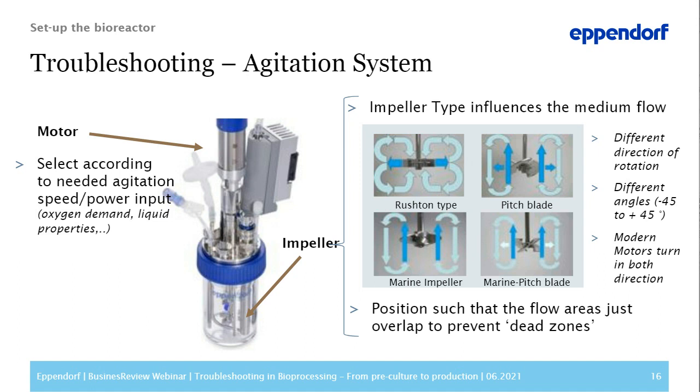The other aspect is to choose the right type of motor required for agitation, based on the agitation speed, vessel type, power input, etc. Most of the modern motors are bidirectional and will allow for clockwise and counterclockwise agitation.